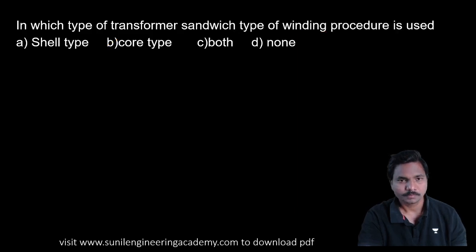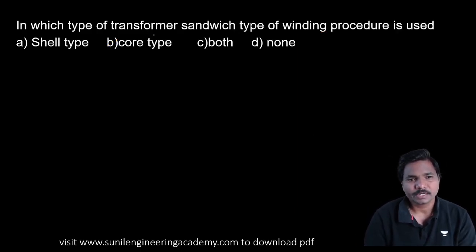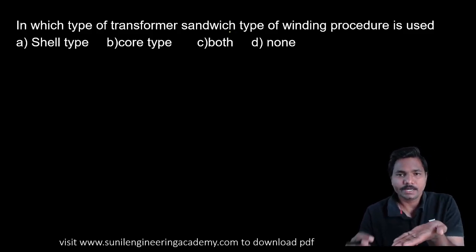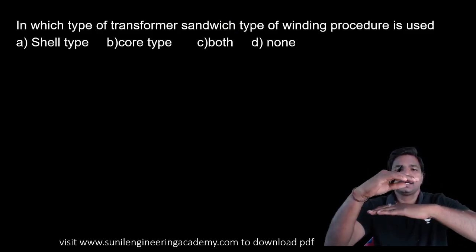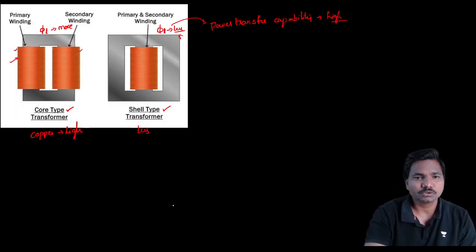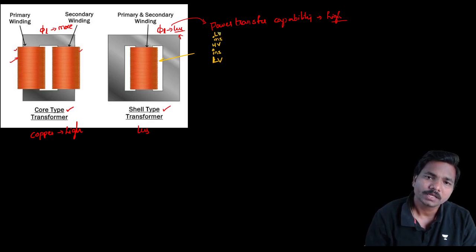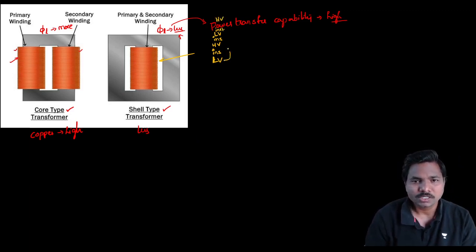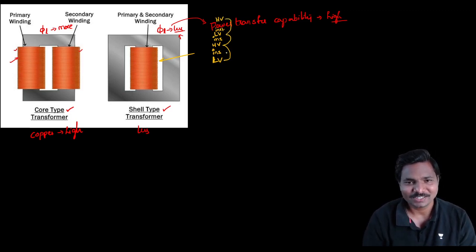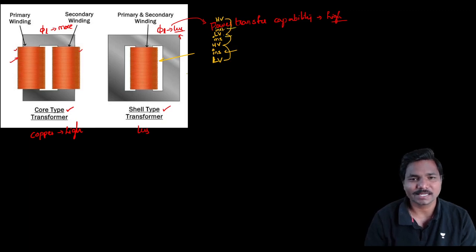Coming to the next question: in which of the following transformers is the sandwich type of winding procedure used? What is meant by sandwich? Bread, curry, bread, curry, like that. In these two transformers, one winding is upon another. If you place LV, then insulation, HV, insulation, LV, insulation, HV, like that, the HV and LV are like bread and the insulation is like curry. So it is like a sandwich type.